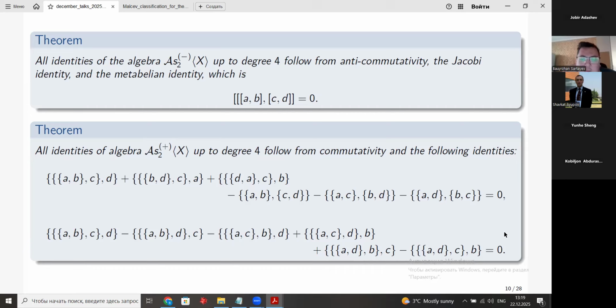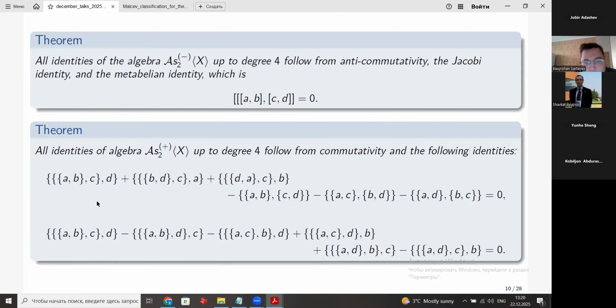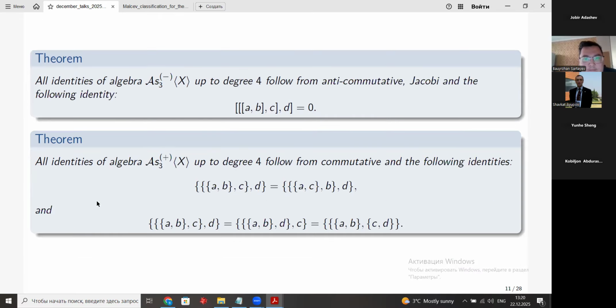It's an open problem, as we don't know about degree 7, but we have a hypothesis that there is also a new identity of degree 7. So you see that here the situation is completely different. Here at degree 4 the list of identities ends, but here there are new identities of degree 5, 6, and so on.